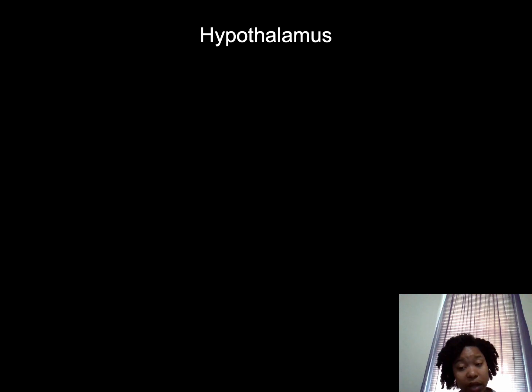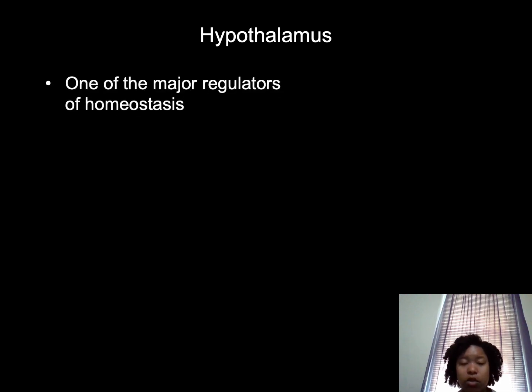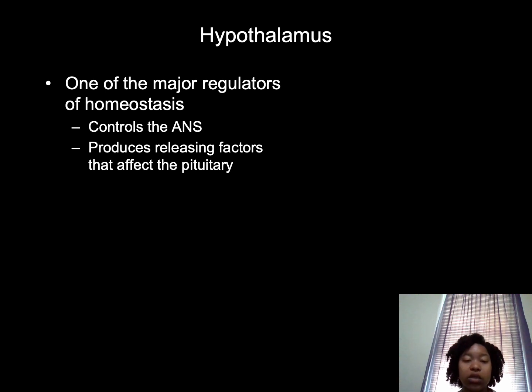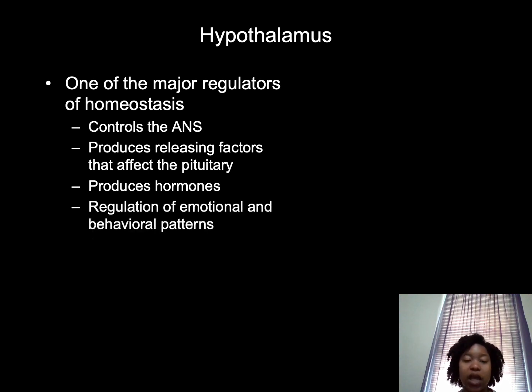Now you have the hypothalamus. The hypothalamus is one of the major regulators of homeostasis. This is going to be an organ that you'll talk about a lot between anatomy and physiology throughout other classes that you'll take. The hypothalamus controls the autonomic nervous system and produces releasing factors that affect the pituitary gland. So it produces hormones in order to do that. Those are the signals that it'll use to control the pituitary gland as well as the rest of the autonomic nervous system and different things like that.